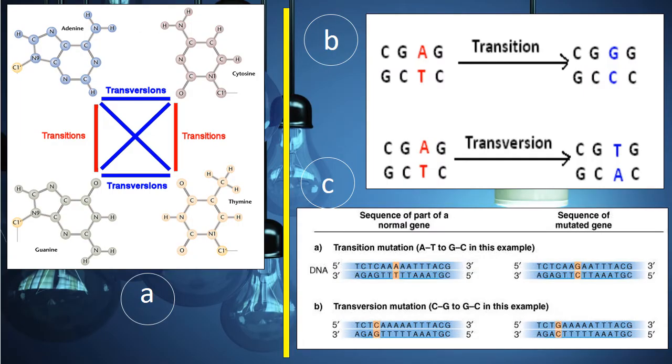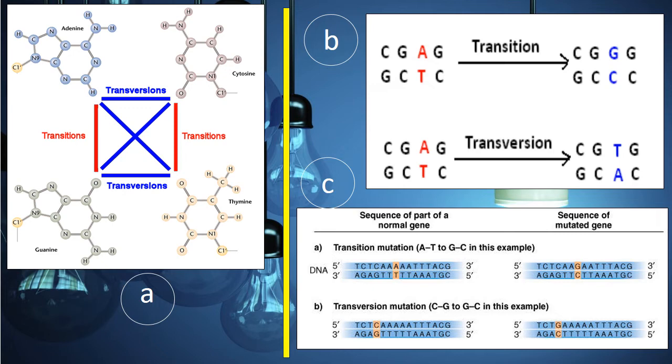This slide describes the two types of mutation: transition and transversion. Now, in our DNA, the bonding always occurs between a purine nitrogenous base and a pyrimidine nitrogenous base. We all know that adenine and guanine are purine nitrogenous bases, and thymine and cytosine are pyrimidine nitrogenous bases. Now we know that adenine will always bond with thymine, that means the purine will always bond with pyrimidine, and guanine will always bond with cytosine. Similarly, another purine will bond with another pyrimidine.